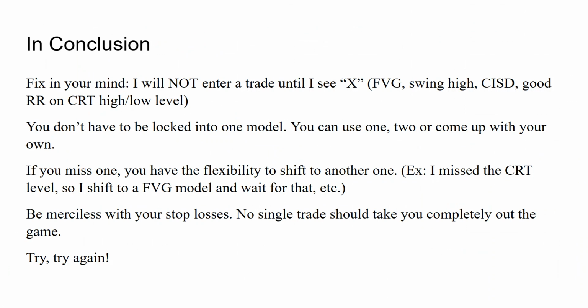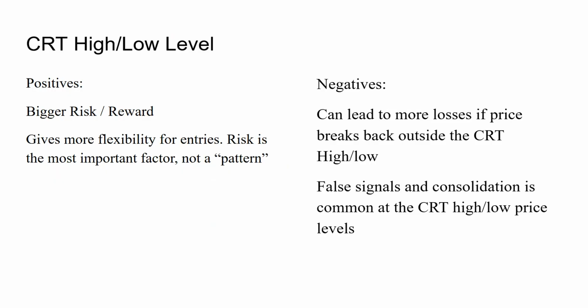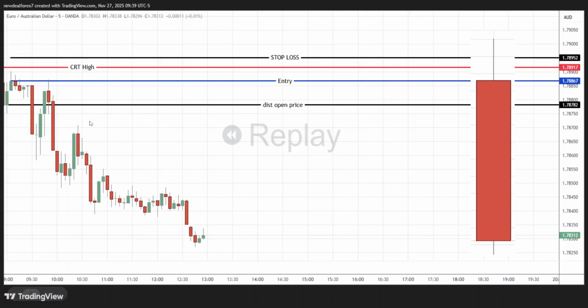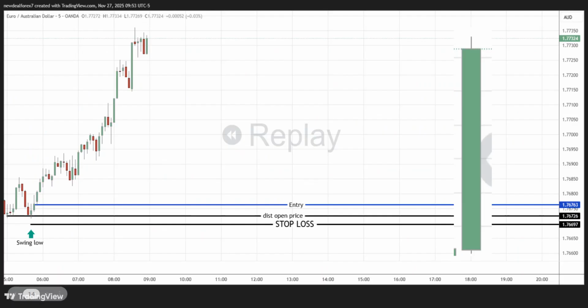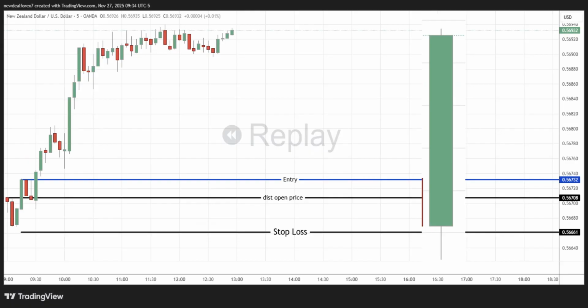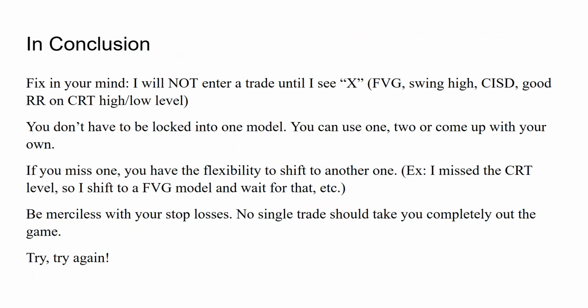If you miss one, you do have the flexibility to shift to another one. So, for example, let's say you miss the CRT level, just to refresh your memory. Let's say you want to trade this, right? But you miss your entry. Price has already started to trend down. Well, then now I want to shift to a fair value gap model. So now you're waiting on a red fair value gap. So just because you miss one doesn't mean you can't get a trade. Just wait for another one. There's an option for that too.